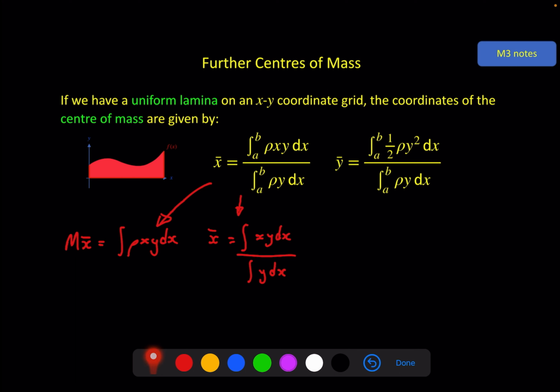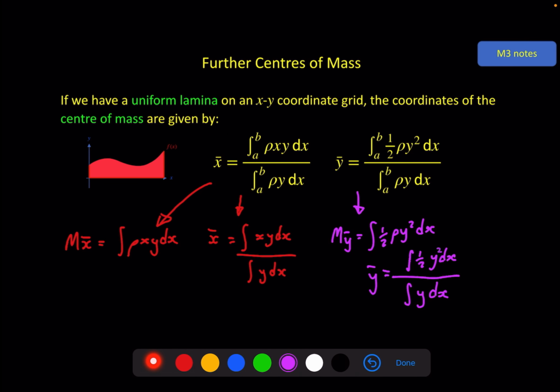And of course you can do the same thing with the y coordinate, and have M y bar equal to the integral of a half rho y squared dx, or y bar equal to the integral of a half y squared dx over the integral of y dx. If you find it very easy to memorize things, it might be worth remembering one of these pairs of formulas. However, what's much more useful, as you'll see as we go through the examples, is to understand where they've come from, to be able to go through this process for a few slightly different situations.